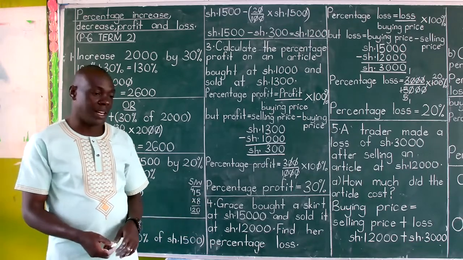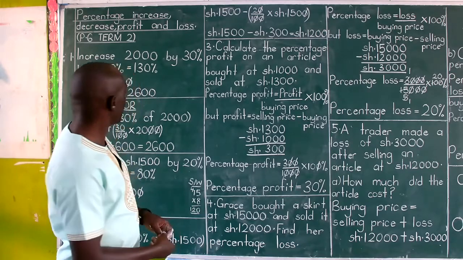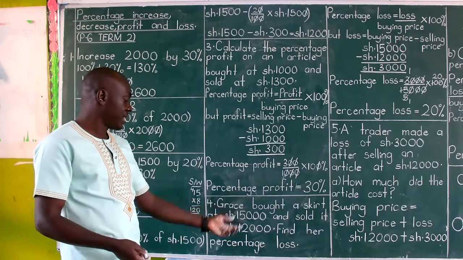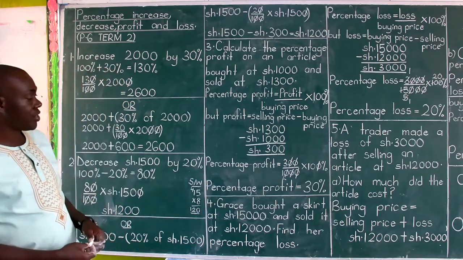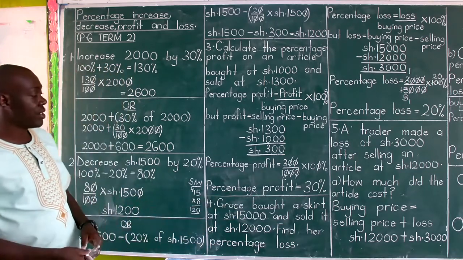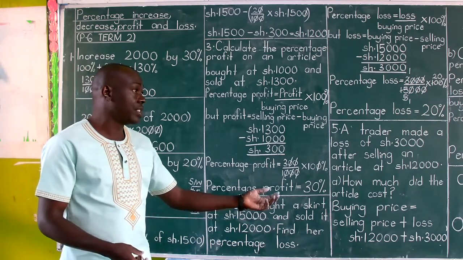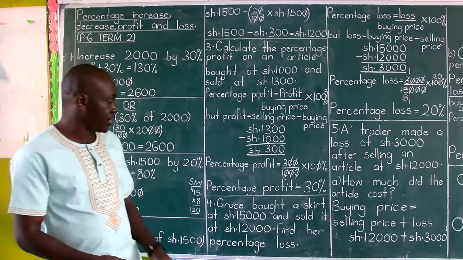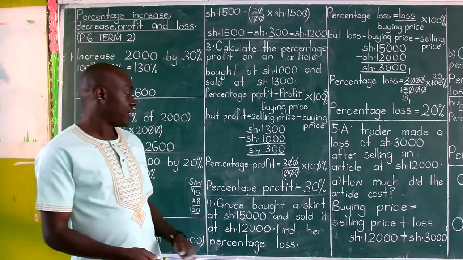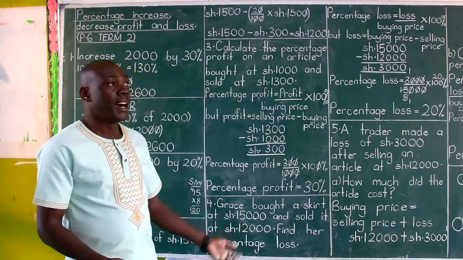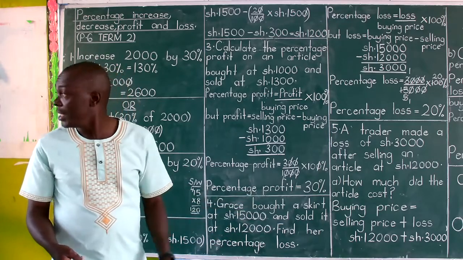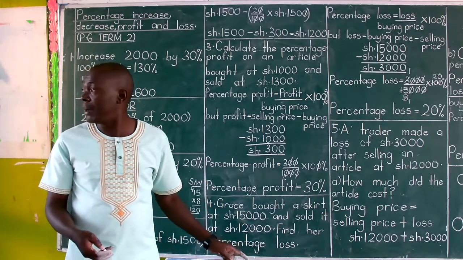As we look at example number 4 for today, it says, Grace bought a skirt at 15,000 shillings and sold it at 12,000 shillings. Then the main question reads, find her percentage loss. You already see that she bought at a high amount and sold it at a less amount.